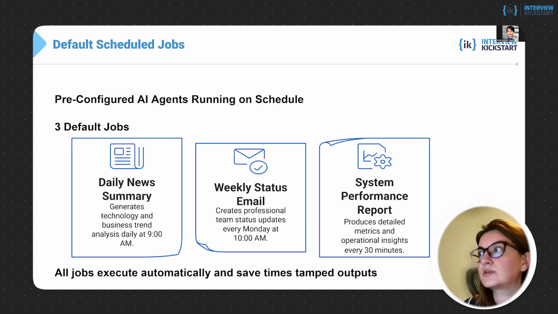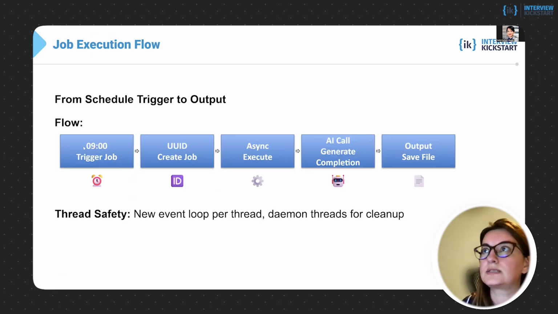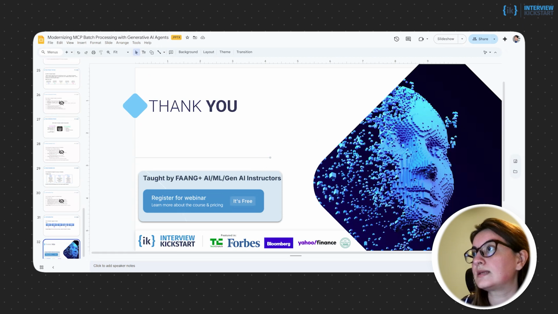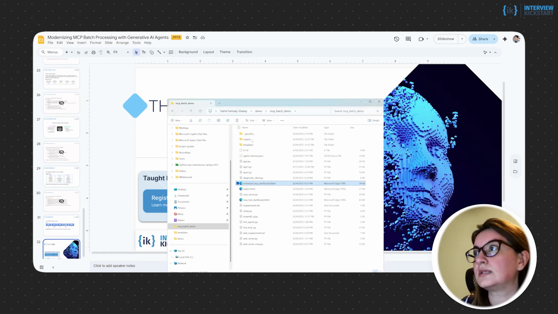And we had multiple jobs. You can include your own job. You can have a daily summary news, weekly email status, or system performance report, or in our case, we had a whole consulting firm in our use case. So you can see the flow: we trigger a job, it creates a job UUID, and we asynchronously execute the job, and call after the job is finished. We save the logs in an output, which I will show you in 1 second, just so you can also see how the output is provided here.